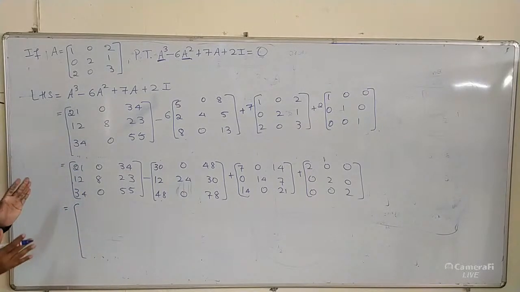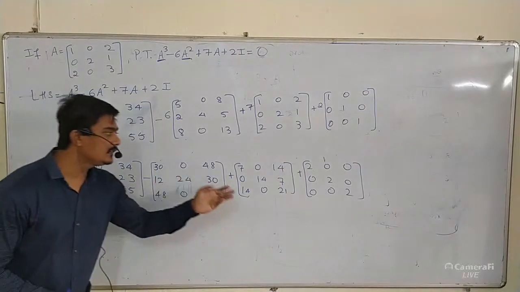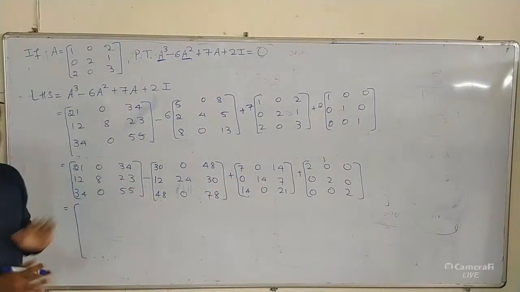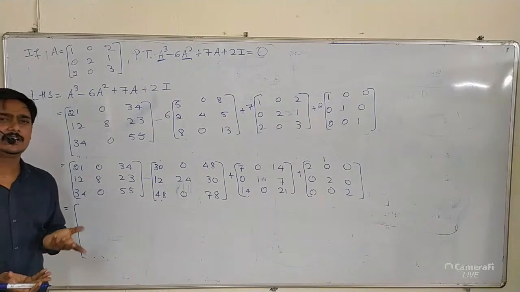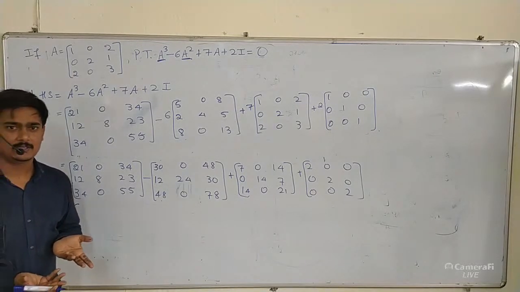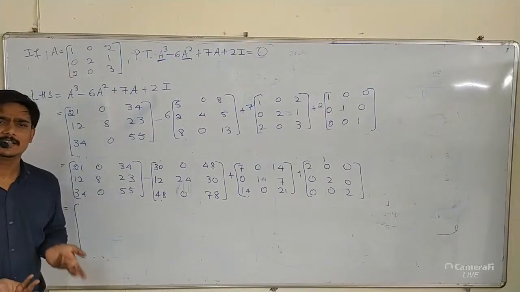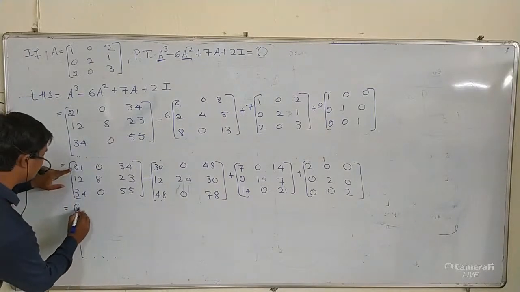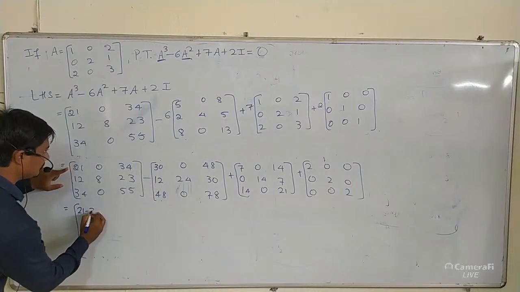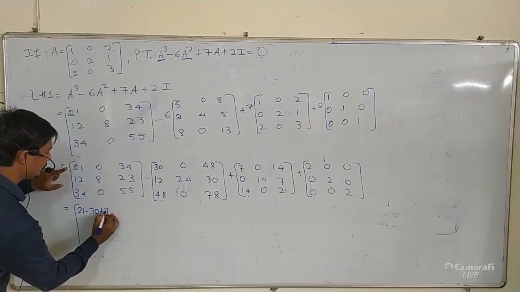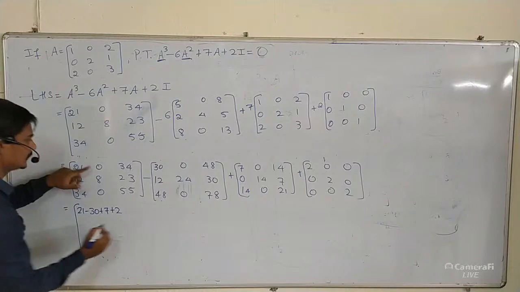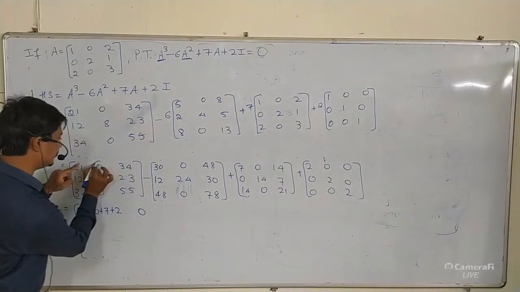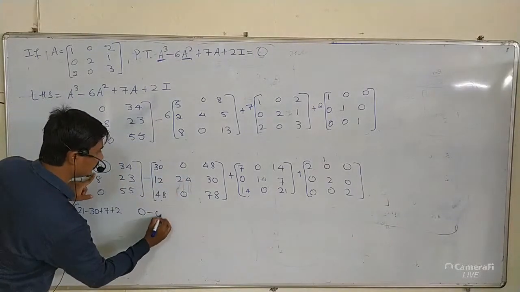We are at the last step of the solution now. See, in between all these matrices there is a plus sign and a minus sign. We are already familiar with the addition and subtraction concept. When we add or subtract, we take the corresponding elements and add them or subtract them. So it's plus 21, minus 30, plus 7, plus 2, 0. You are choosing corresponding elements.